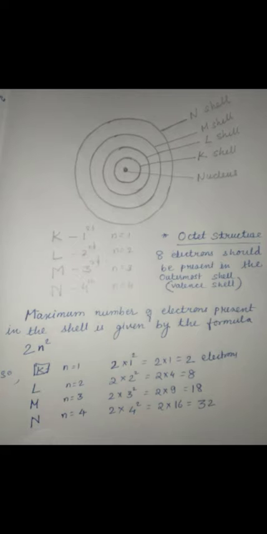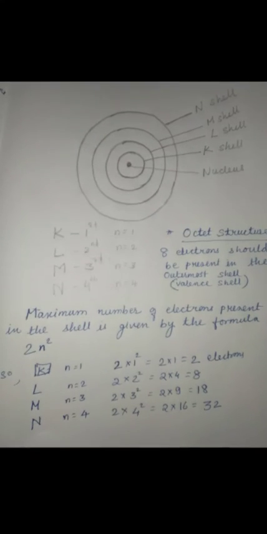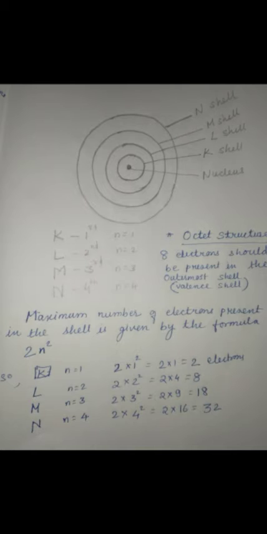How do you get that? The maximum number of electrons present in a shell is given by the formula 2n square, where n indicates the number of the shell. So for the K shell, 2 into 1 square is 2 electrons. For the L shell, it is 2 into 2 square, that is 2 into 4, that is 8 electrons. For M, it is 18 electrons. For the fourth shell, it is 32 electrons. This is the maximum number of electrons which can be present in each of these shells.